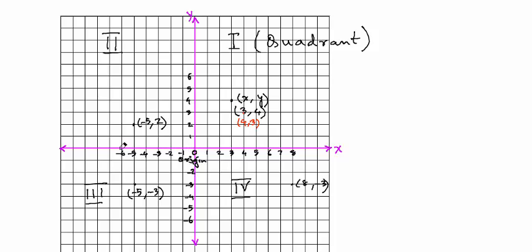Every point in the third quadrant has got a negative x and a negative y, as you see on this point, (-5, -3). And every point in the fourth quadrant has got a positive x and a negative y, like (8, -3).